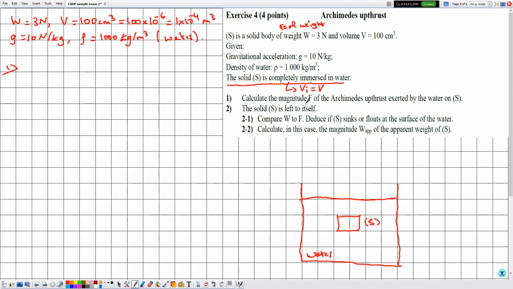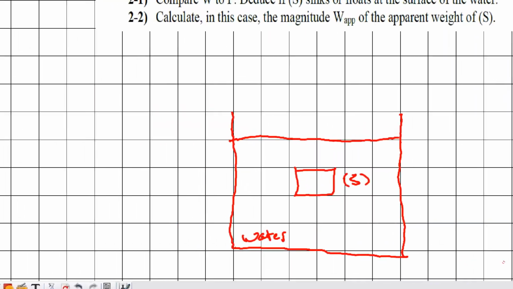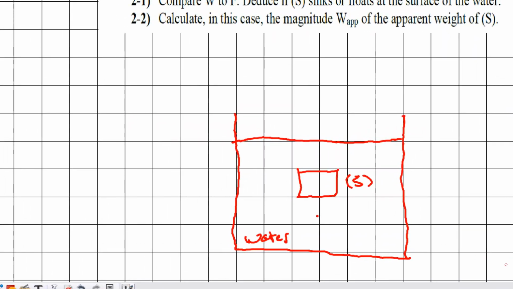They are asking me to calculate the magnitude of F, in which F represents the magnitude or the value of the Archimedes upthrust exerted by water on S. So let's discuss the different methods that allow us to calculate the magnitude of F. The first one is given by real weight minus the apparent weight. We know the value of the real weight. However, we don't know the value of the apparent weight, so this method here doesn't hold.